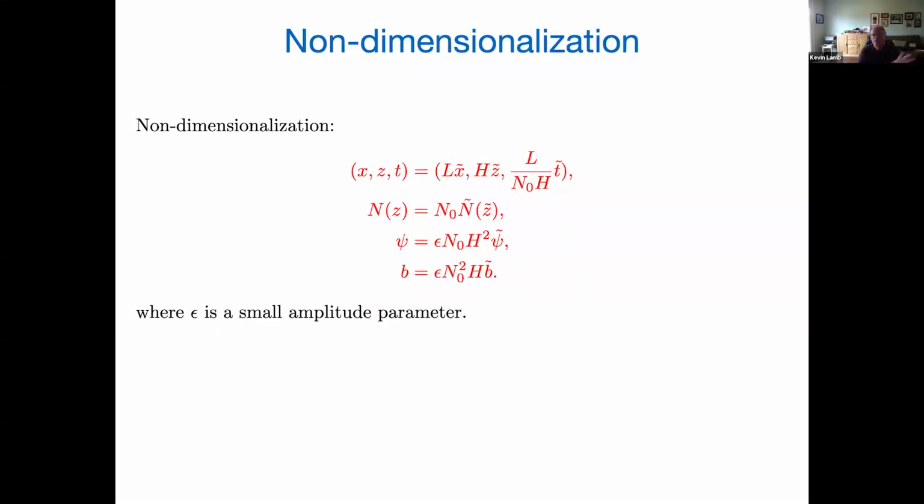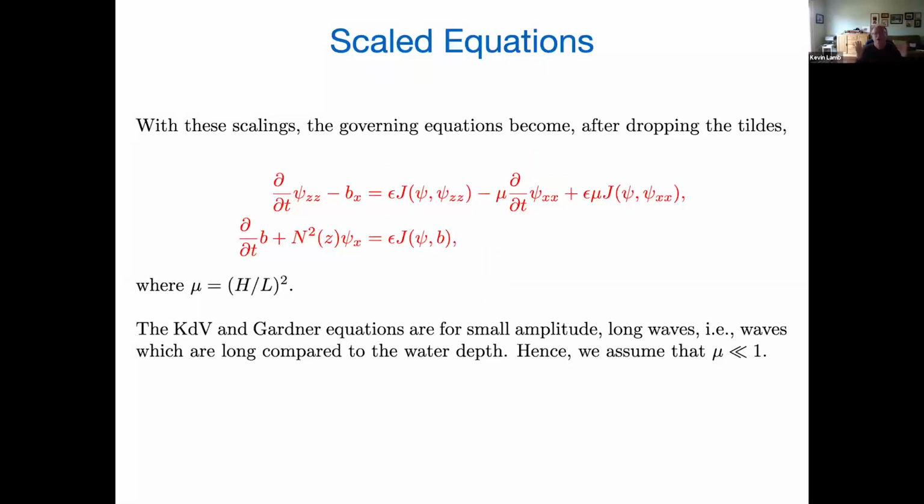Okay, so I'm going to non-dimensionalize. The only important thing here is that both psi and b are scaled by a small amplitude parameter epsilon. So I do that, and here are my governing equations now. These are the terms that were on the left before. The terms on the right-hand side, you can now see I've got these parameters. I've got a small amplitude parameter epsilon here, here, and over here. And I've got another parameter mu, which is the square of the vertical length scale over the horizontal length scale, and that appears here and here.